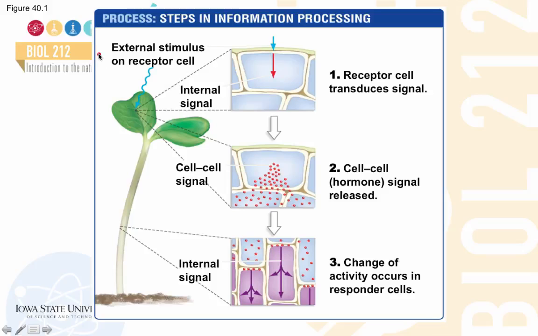This figure shows the steps in information processing in plants. When a plant, for example this seedling, receives an external stimulus, the stimulus gets converted into an internal signal, which is then passed on to cells in another part of the plant. When the signal reaches responder cells within the plant, these cells can then launch a response to the signal.